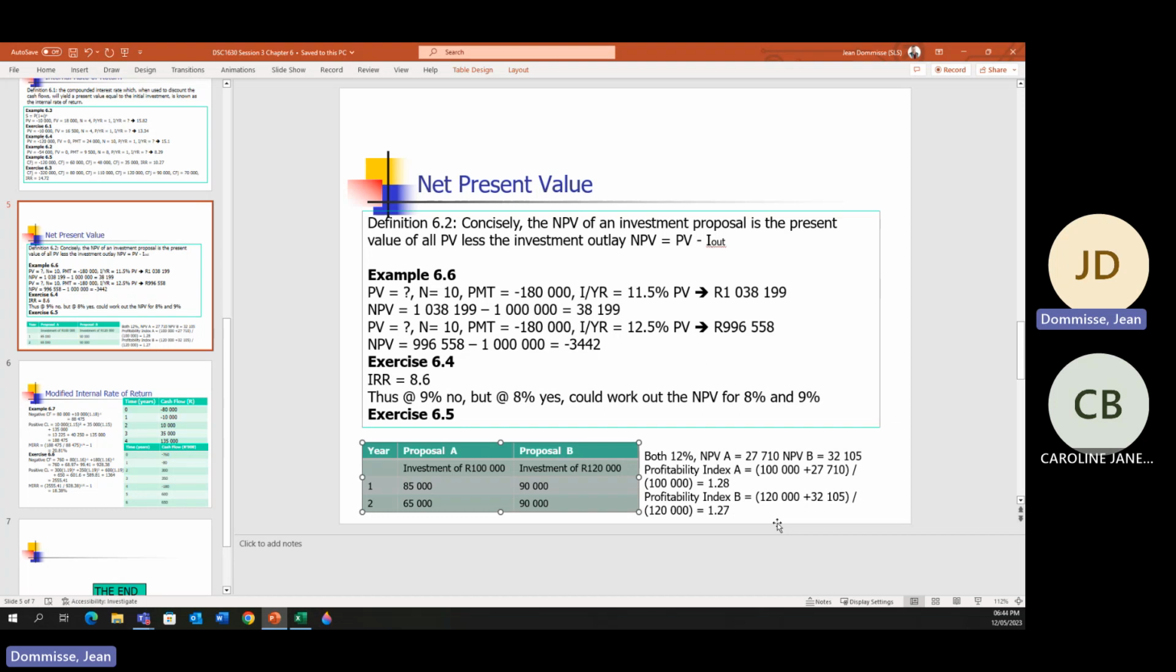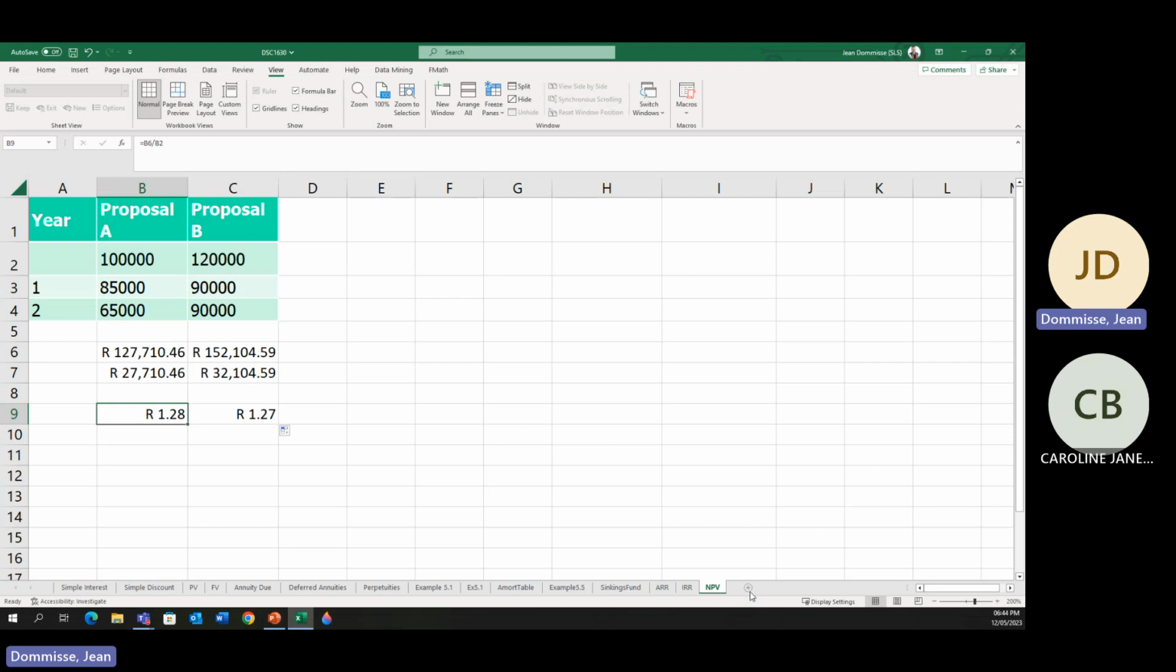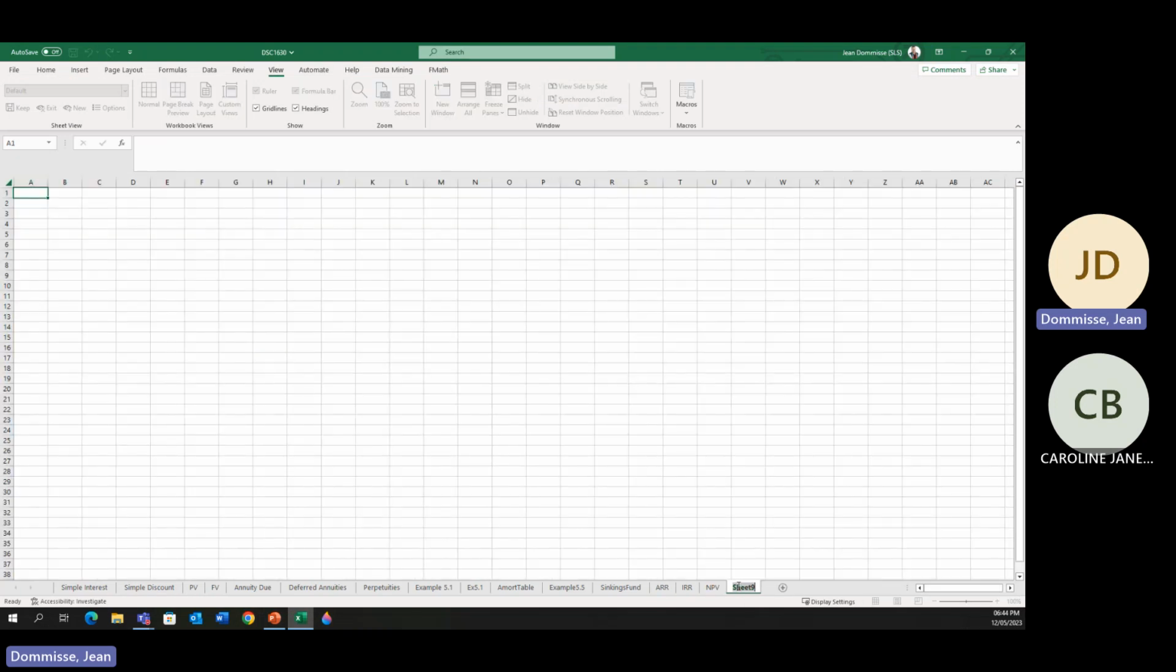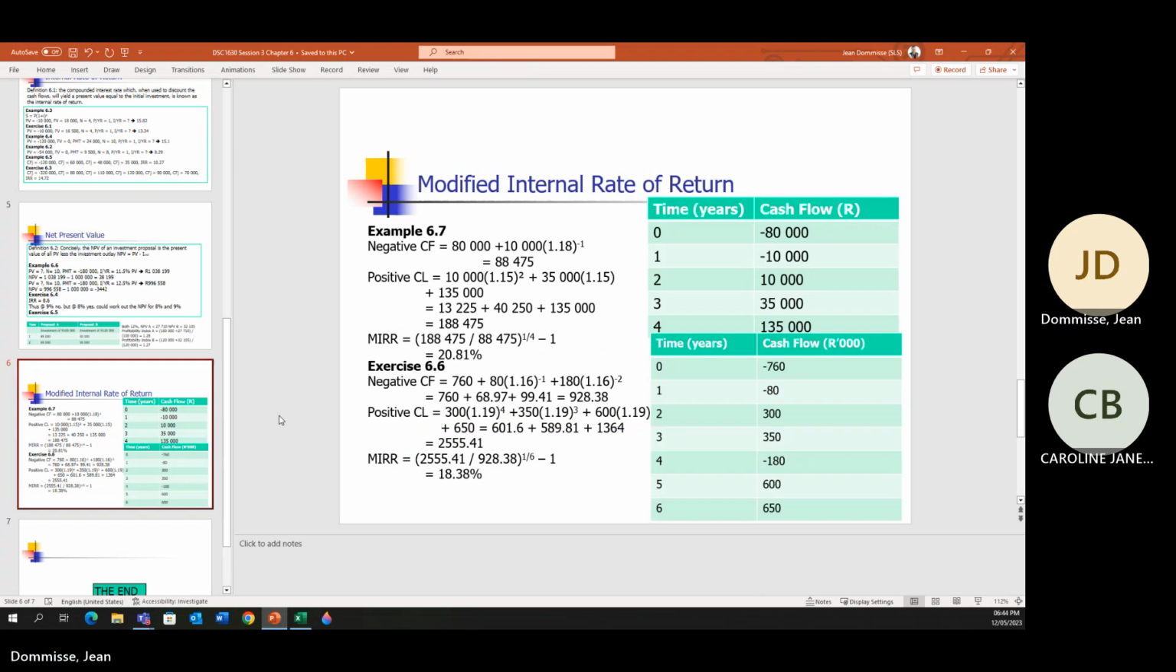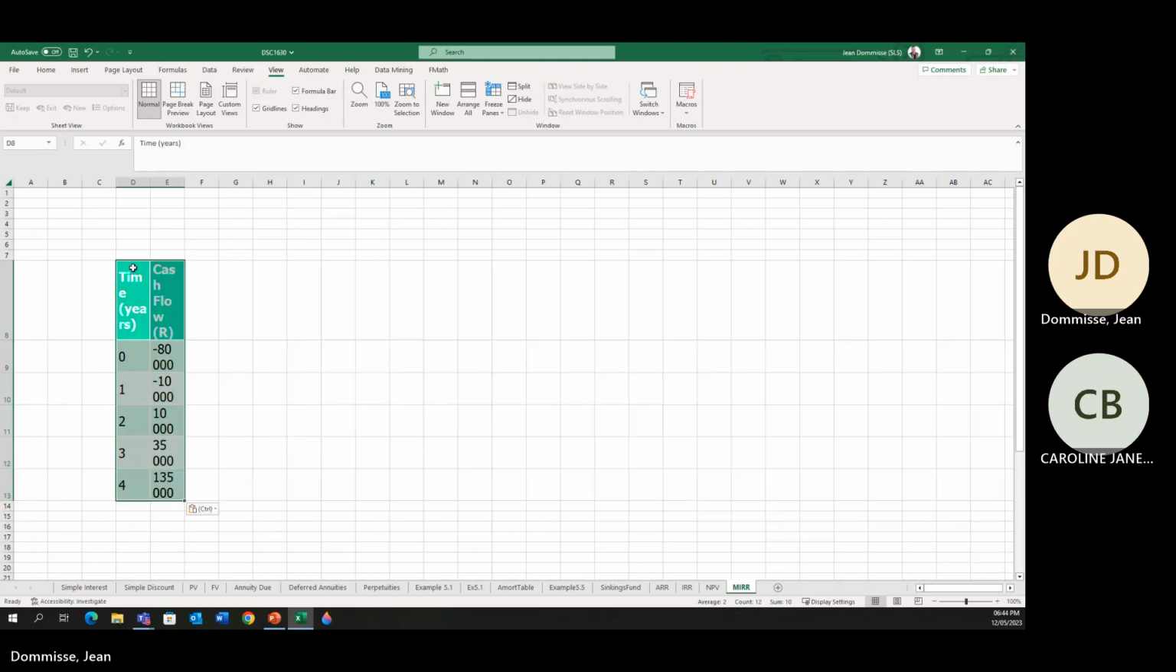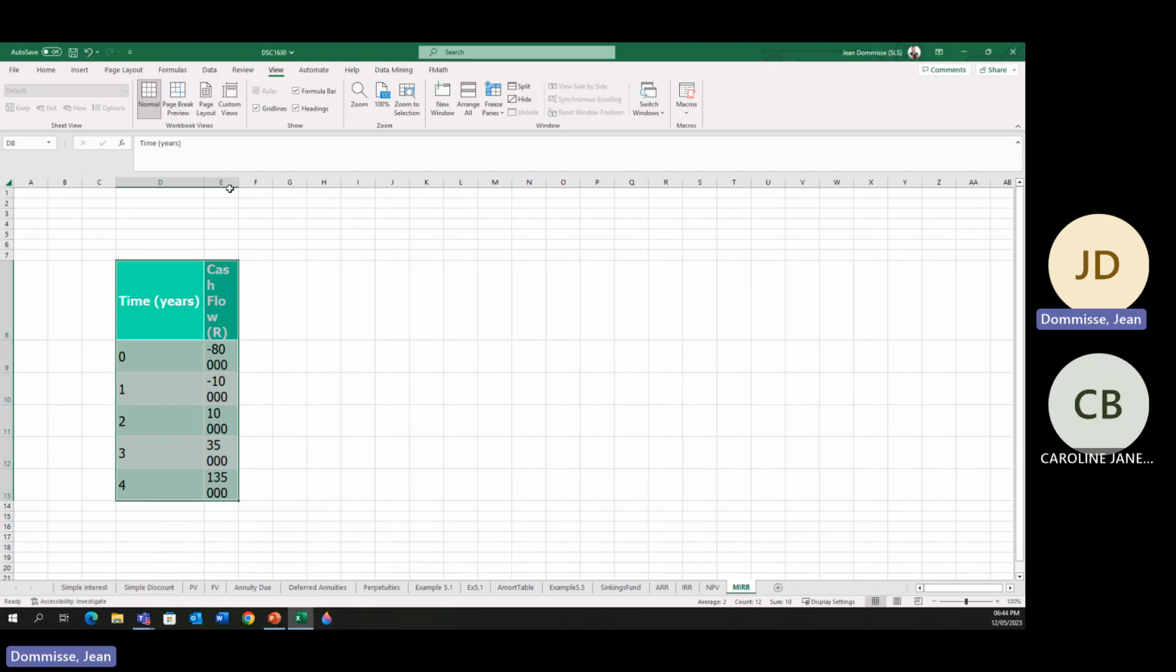Okay, so again, it is possible if you have a set of data to work out your net present value. And I think it will be the same with MIRR. So this one was a calculation. So if we get, what is it, 20.81? No, it is correct.